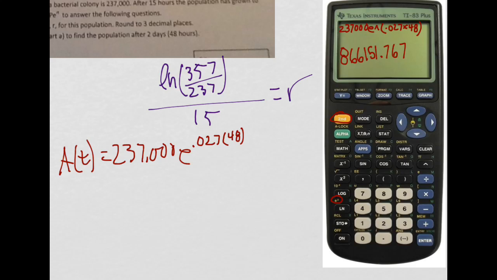866,151.767. And notice I rounded that already. Your calculator would tell you 0.7647. Oh, and now that I said that out loud, I totally did not round that correctly. So 0.765 should be your answer. And we're done. That's how all these exponential growth and exponential decay problems will work. If you can do that, you're solid.